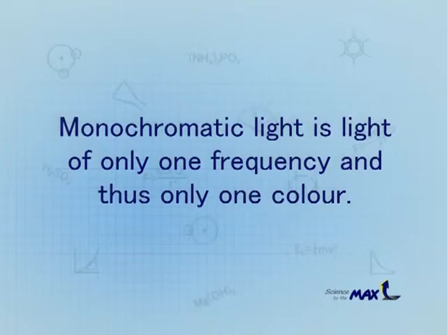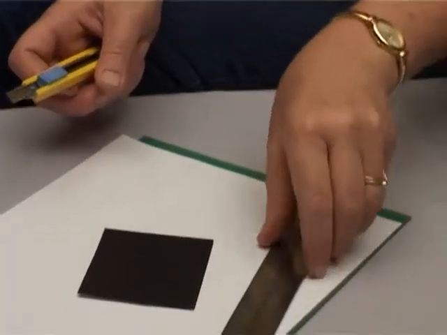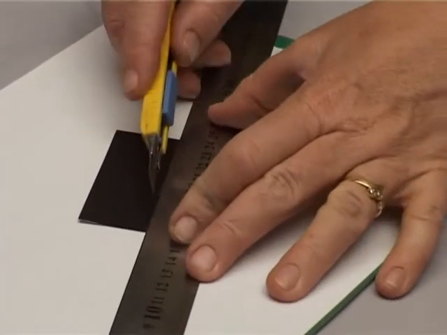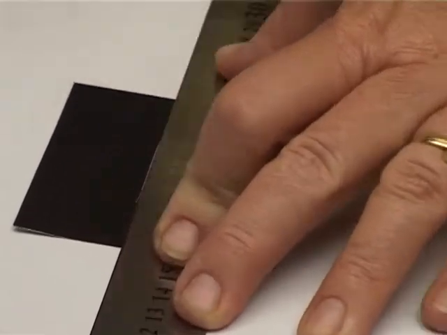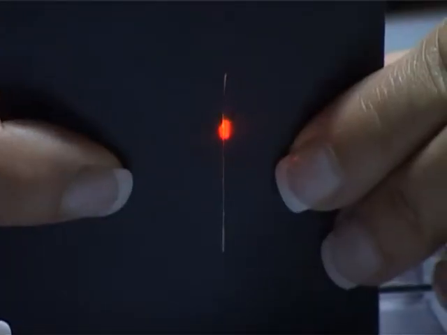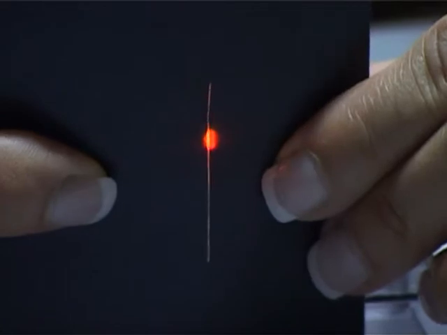To show the diffraction of light, it is best to use a monochromatic light, like a laser. Remember that monochromatic light is light of only one frequency and thus only one color. What we do is take a piece of black cardboard and with a sharp blade cut a thin slit into it. Shine the laser through the slit and onto a wall behind that. We get a broad red band in the middle with alternating dark and red bands on either side of it.